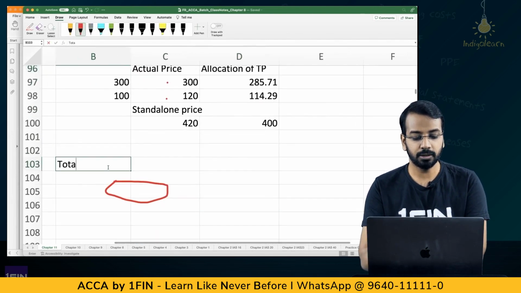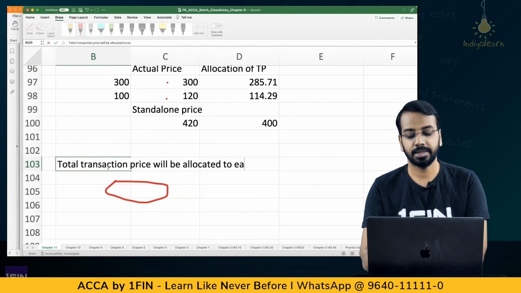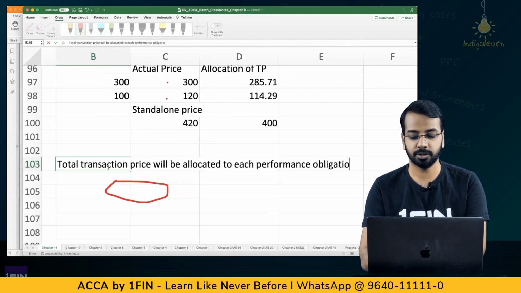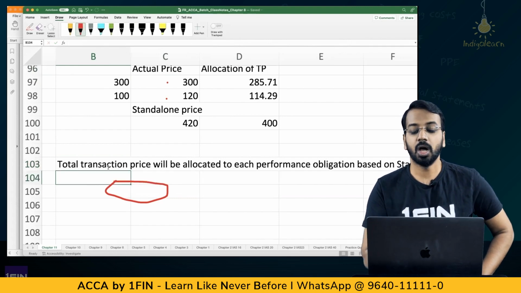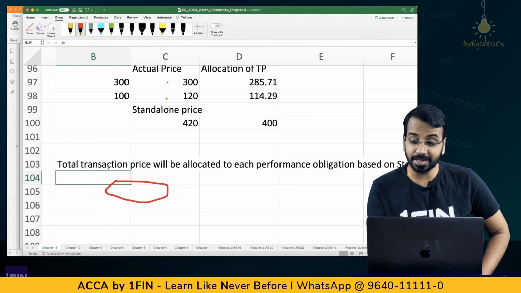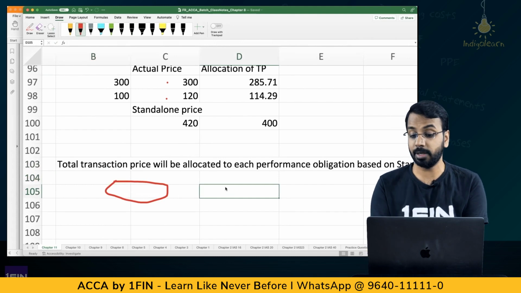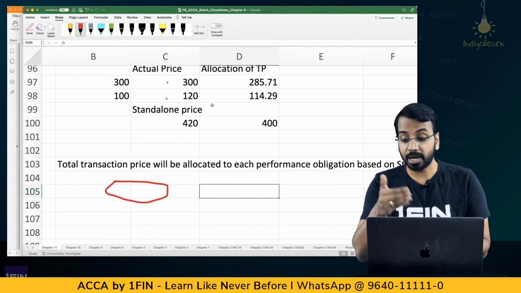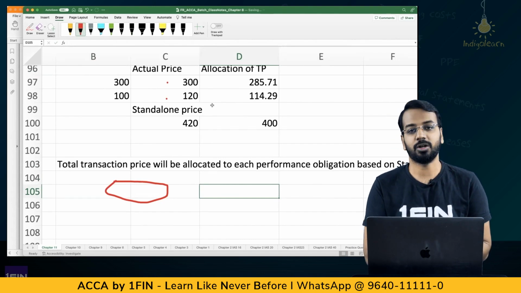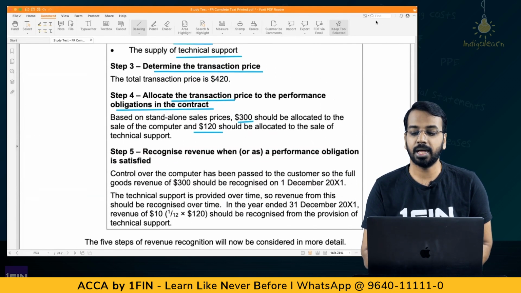So the total transaction price will be allocated to each performance obligation based on standalone selling price. So you have to see on a standalone basis, what is the selling price? And in that ratio, you will allocate the total transaction price. Okay. So 280 and 120 will not be appropriate, because in that case, you are allocating less to the computer and more to the standalone contract. That is about allocation. And lastly, recognize the revenue as and when the performance obligation is completed.